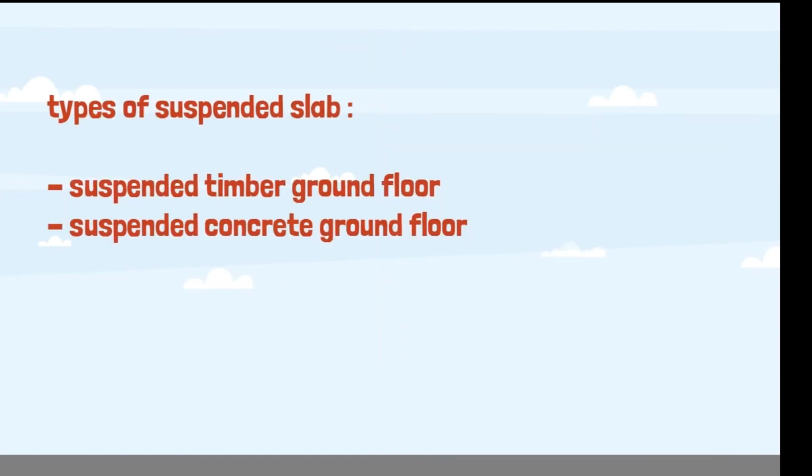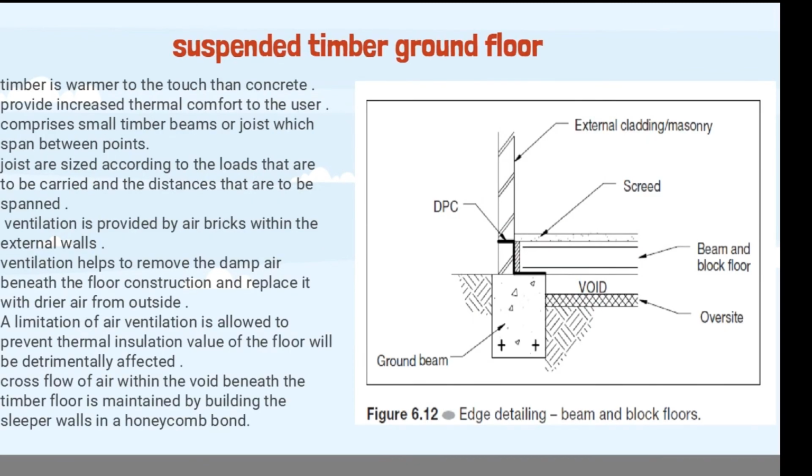There are two types of suspended slab: suspended timber ground floor and suspended concrete ground floor. Suspended timber ground floor: timber is warmer to the touch than concrete, so it provides increased thermal comfort to the user. It comprises small timber beams or joists which span between points, and joists are sized according to the loads that are to be carried and the distance that is to be spanned.